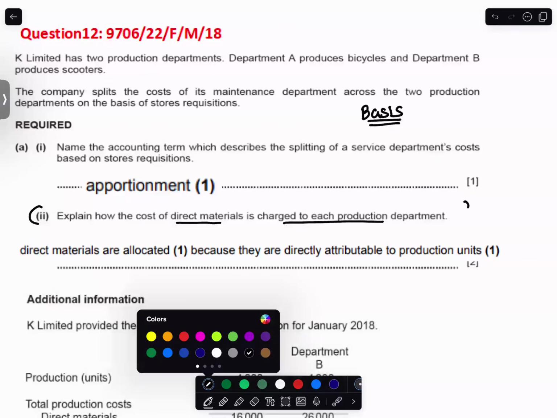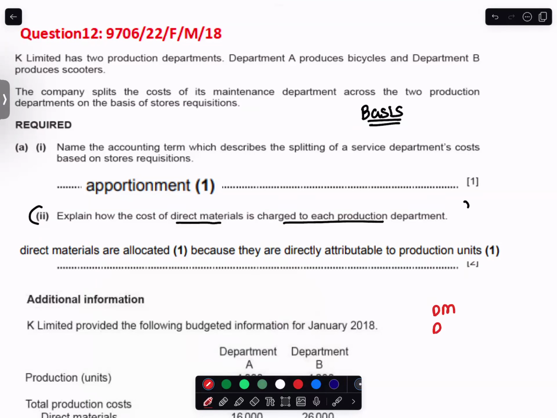Explain how the cost of direct materials is charged to each production department. Now tell me, direct material, prime cost, direct labor, all these expenses we can directly trace to the department. You would exactly know that this is the cost that is allocated to it. That means you can directly tell us that this department has this material, this labor. So direct material and direct labor, how are they charged to each production department?